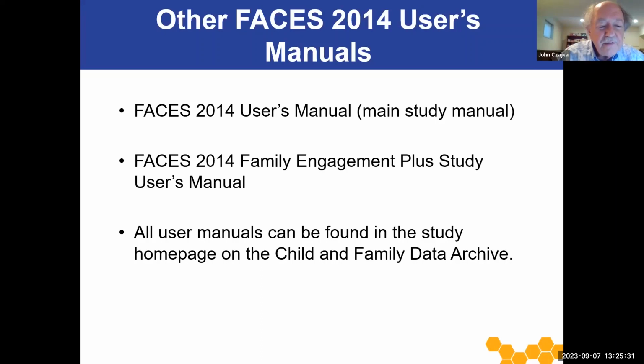In addition to the FACES Contextual Variables User's Manual, users are also encouraged to become familiar with the user's manuals of the other FACES 2014 data files that they will be merging the contextual variables onto. And these include the FACES 2014 User's Manual, the FACES 2014 Family Engagement Plus Study User's Manual. These other manuals can be found on their study homepages on the Child and Family Data Archive.